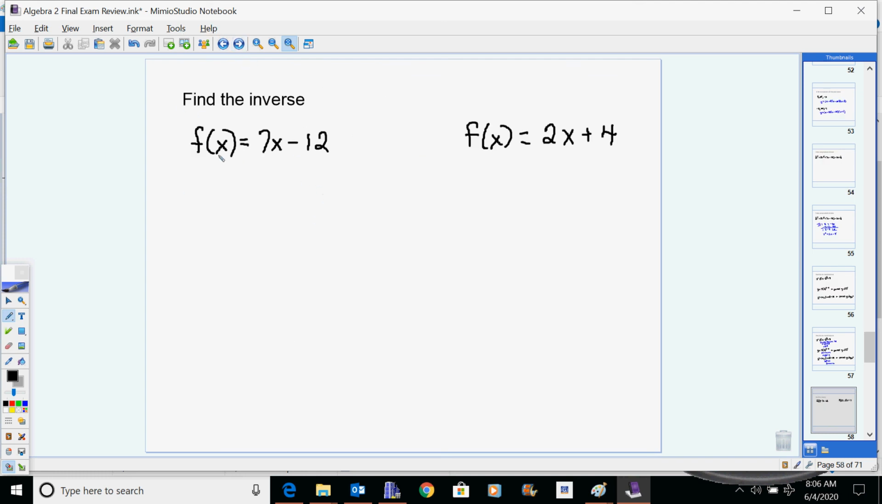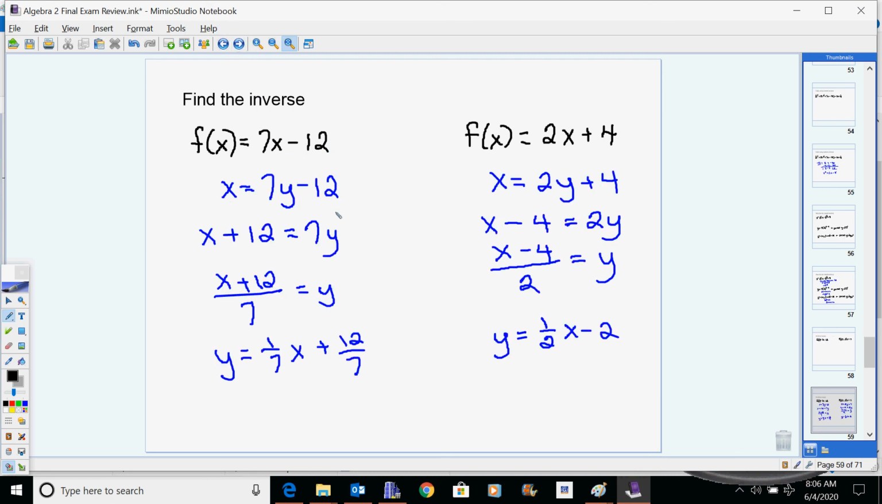Okay, the inverse. This is y equals 7x minus 12, so switch them and do x equals 7y minus 12. Once you've done that, you need to move things around until you get y alone. So you're adding 12 and dividing by 7. Make sure that you can recognize it in either form. x plus 12 over 7, or 1/7 x plus 12 sevenths.